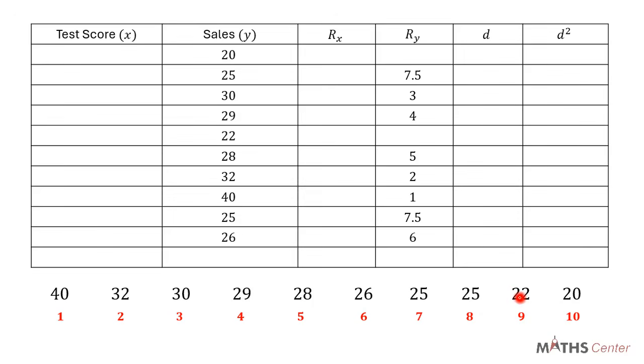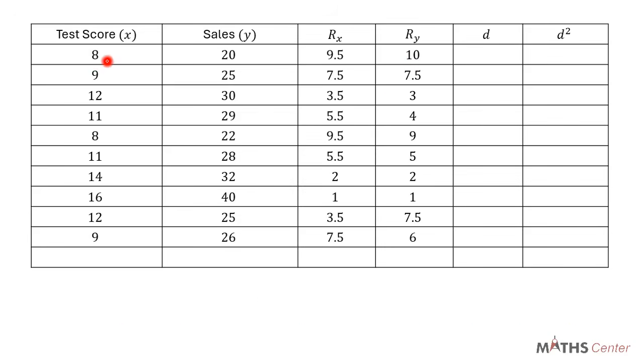Then the next score is 22. It has a rank of 9. It occurs just once, so a rank of 9. And then 20 has a rank of 10. It's in last place, so that will have a rank of 10. Now I'll bring the test scores and then the RX values back so that we can find the D.